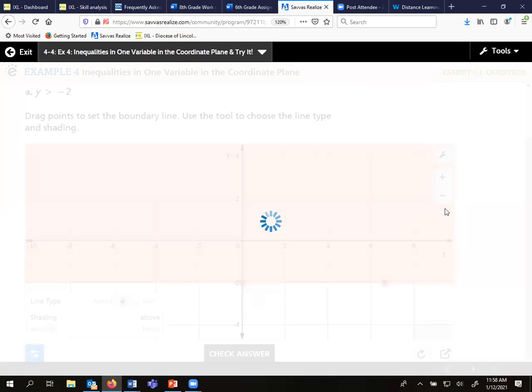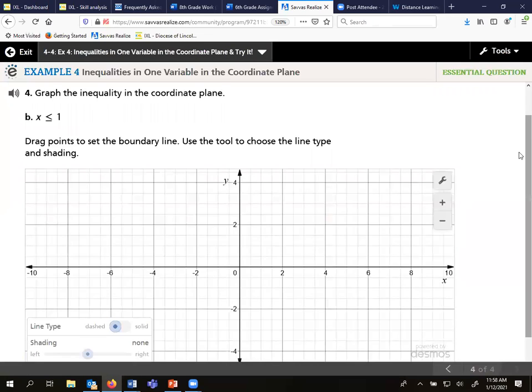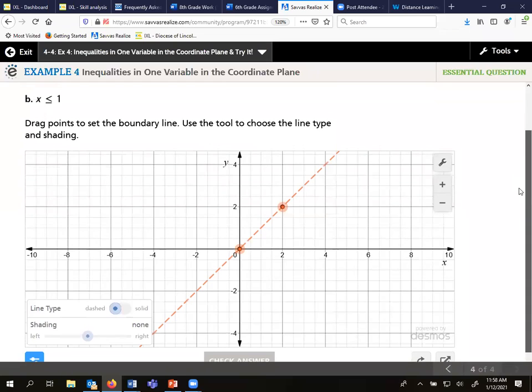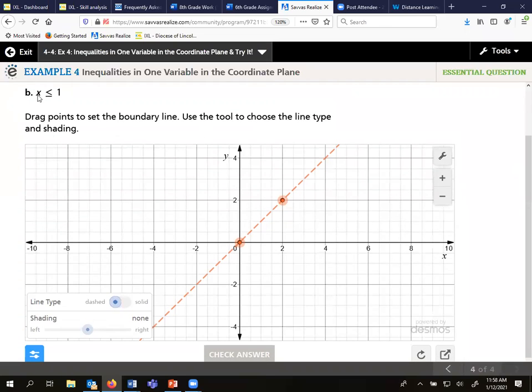This one's gonna have an x in it, I think. This one has x less than or equal to 1. They went by 2s, I don't know why. So right here is where x equals 1 on the x-axis. Am I gonna have a horizontal line or a vertical line? Vertical line, because x also equals 1 up here, here, way down here at the bottom.